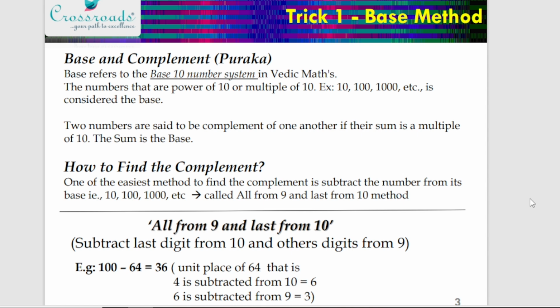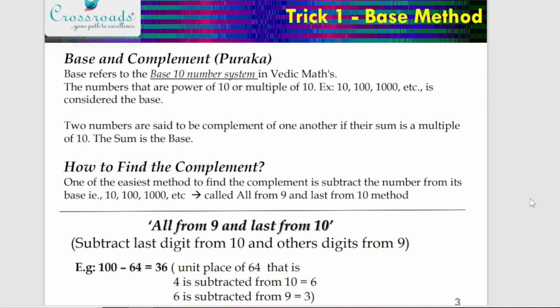So what is base? Base refers to the base 10 number system in Vedic Maths. The numbers that are a power of 10 or a multiple of 10, for example 10, 100, 1000, etc., are considered to be the base. Two numbers are said to be complements of one another if their sum is a multiple of 10. The sum is called the base. For example, 7 and 3 are complements of each other because 7 plus 3 is 10. Similarly, 16 and 4 are complements because 16 plus 4 is 20, and 20 is a multiple of 10.